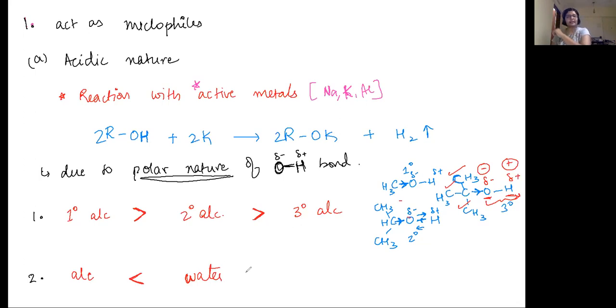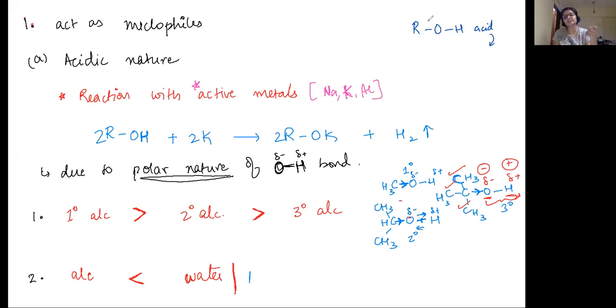This is actually evident from this particular reaction. When we're comparing alcohol and water, if we consider the acidic nature of alcohols, what would be the conjugate base? So you have ROH. If this is an acid, what will be its conjugate base?